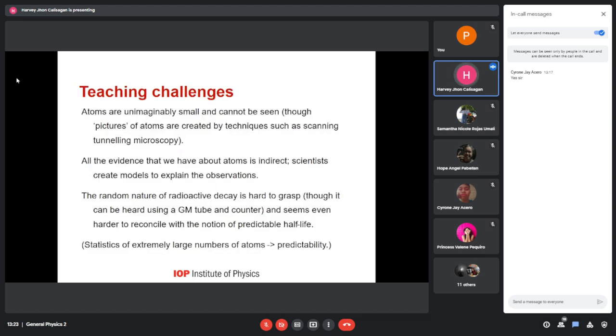Now, why do we need to go back to discussing the atoms? I think we are well aware that atoms are unimaginably small and cannot be seen. The pictures of atoms are created by techniques such as scanning tunneling microscopy. It says here that the scientists could not yet picture the structure of the atom before. But how did they end up creating this illustration that represents the atom? They experimented, right? And when the experiment happened, that was the time the existence of the different subparticles inside the atoms was discovered.